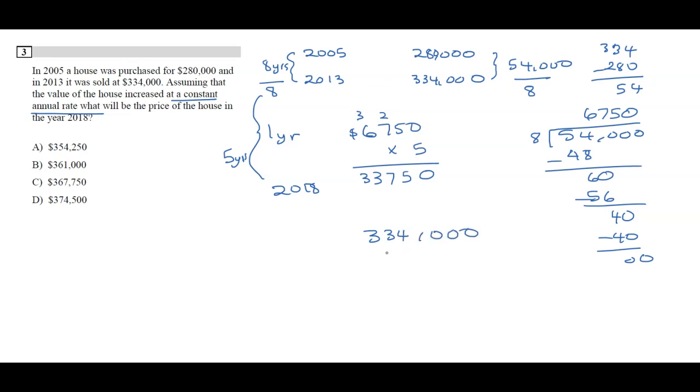So what you're going to do now is 334,000 plus 33,750. So you have 367,750. So that's the approach. It's the best way to go about it, honestly. I wouldn't show you another one. It will slow you down.